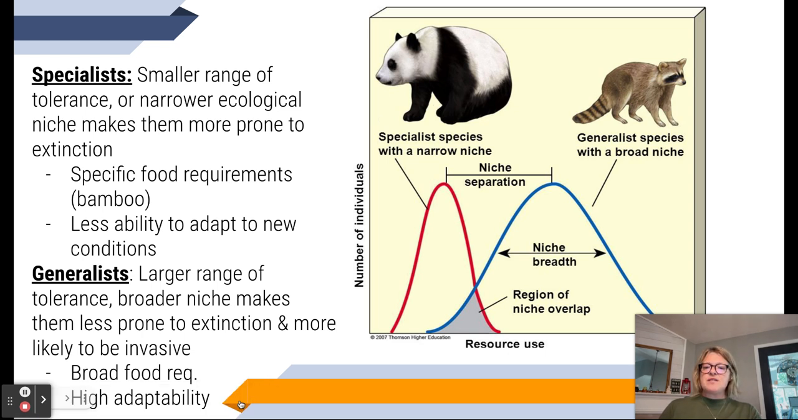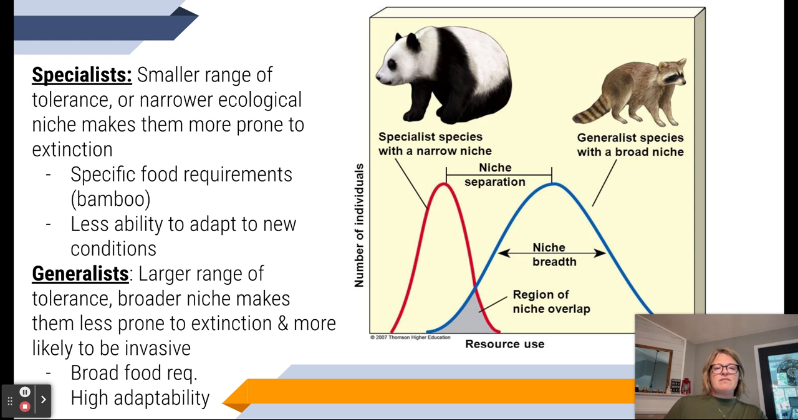So a panda is one of the most common examples of a specialist species. A generalist species is just on the opposite side of that spectrum. They have a very large range of tolerance. They can handle a lot of different conditions. They have a very broad niche, which makes them a lot less prone to extinction. These organisms are much more likely to be invasive species in an area because they can move into a new area and kind of take over. They can eat a lot of different things. They can live in a lot of different areas.